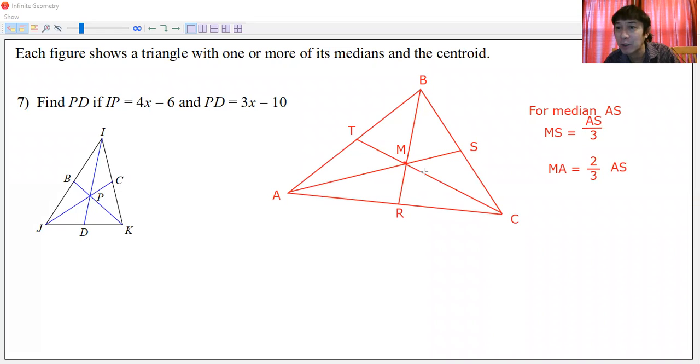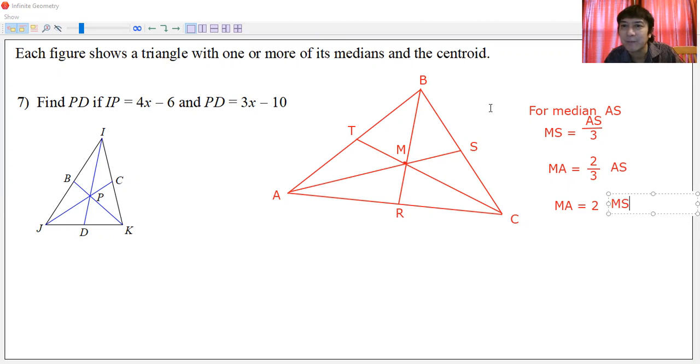Now, how about the relationship of the shorter and the longer? MS, you double MS, that's MA. So MA can be written this way. MA is equal to 2 times MS.